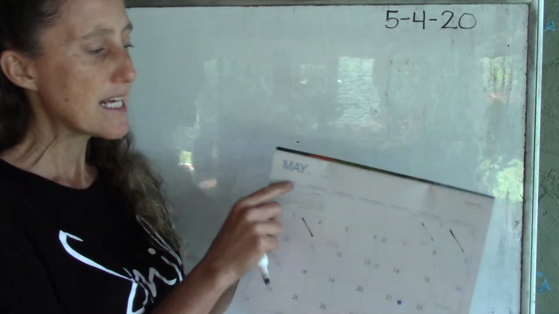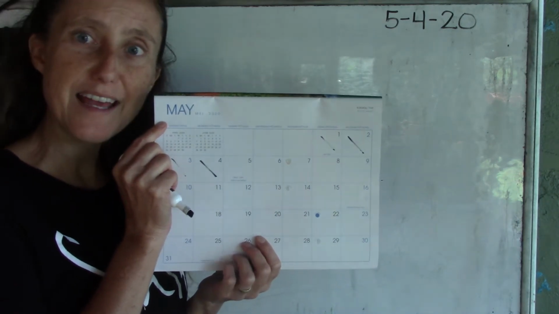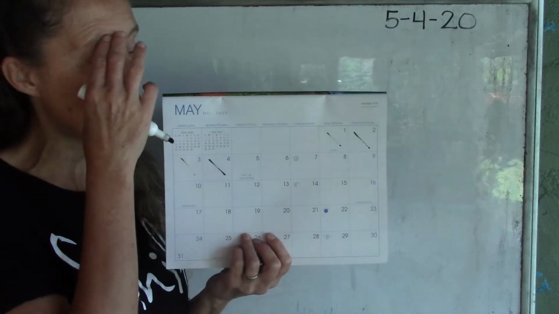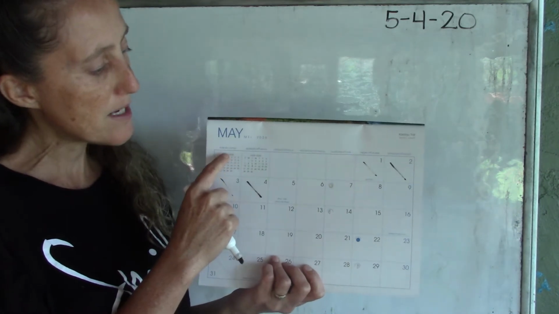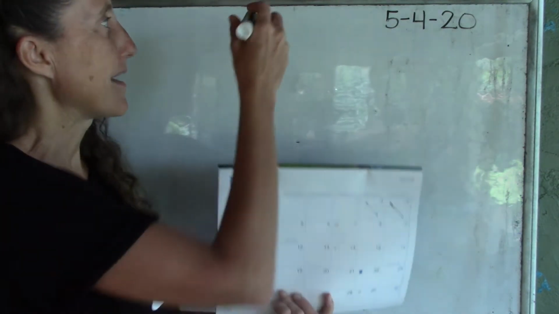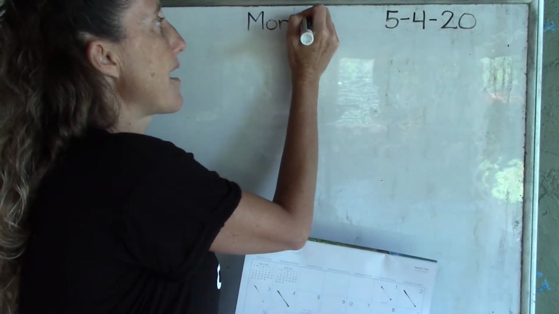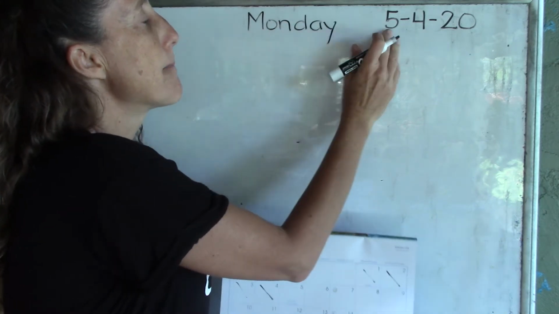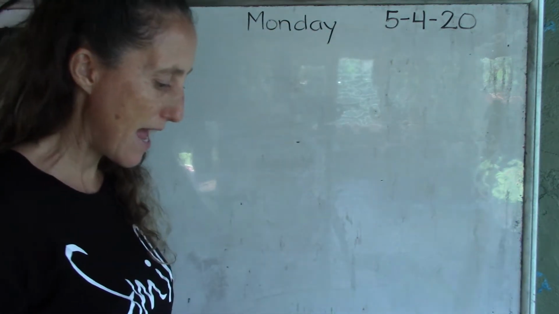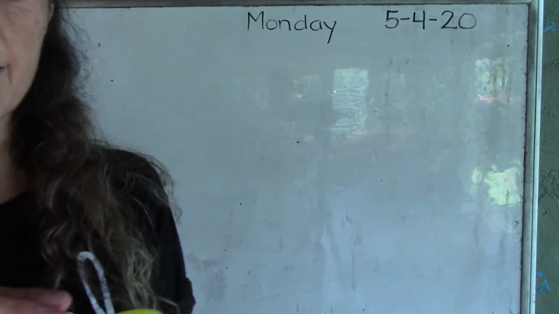All right, let's see what day of the week it is. Sunday, Monday, Tuesday, Wednesday, Thursday, Friday, Saturday. If yesterday was Sunday, then today is, right, Monday, M-O-N-D-A-Y. Today is Monday, May 4th, 2020.